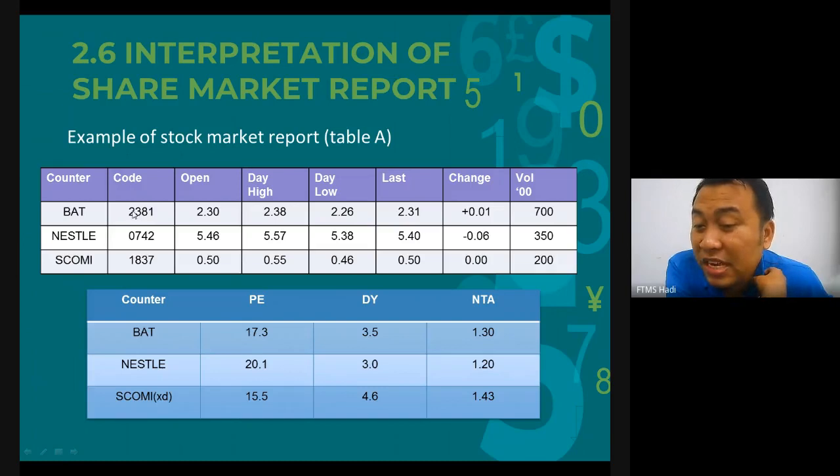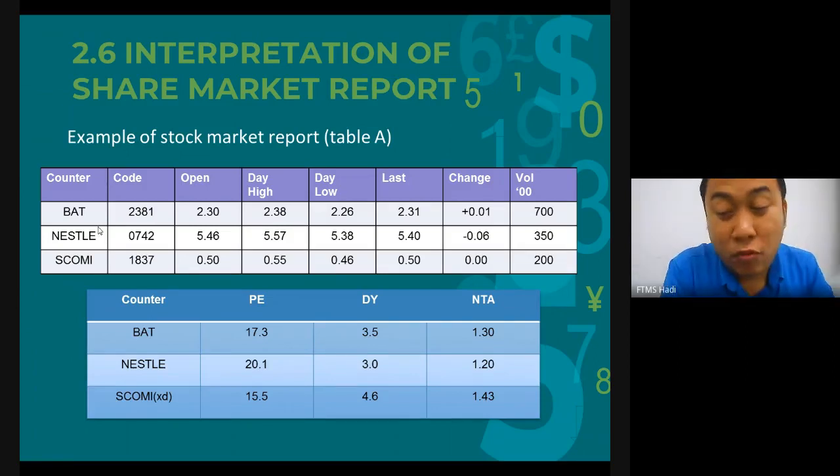Code means the numerical reference for each counter. For example, an investor doesn't say, I want to buy Nestle. Sometimes they are comfortable saying, I want to buy a share of 0742. So the broker will search this code 0742 and find out they are referring to Nestle. Let's make it easy. Otherwise, if they say Nestle, the broker will need to search and so on, because in the system they can also search by code. Then it automatically generates a search showing which company the code is assigned to.